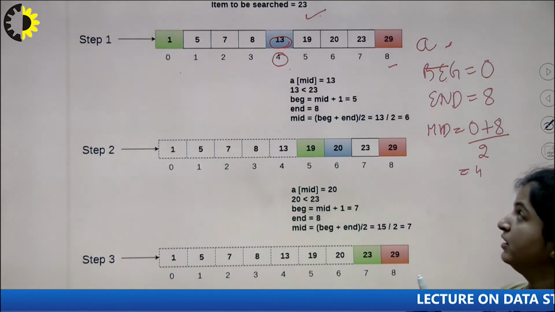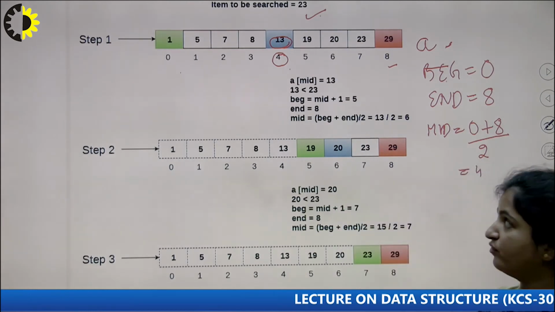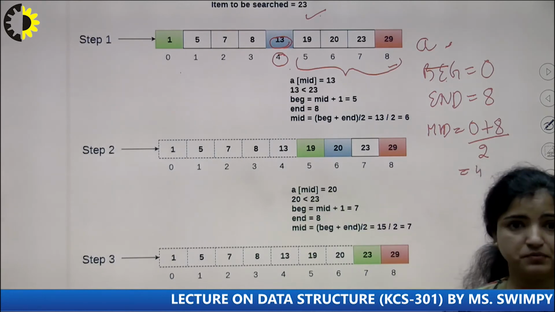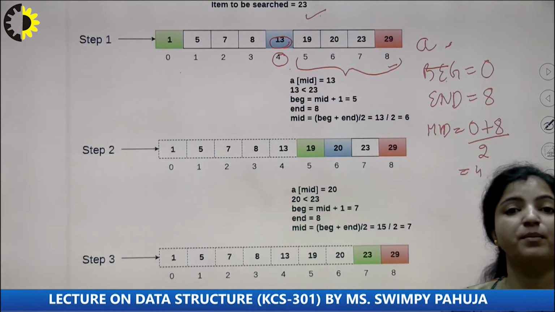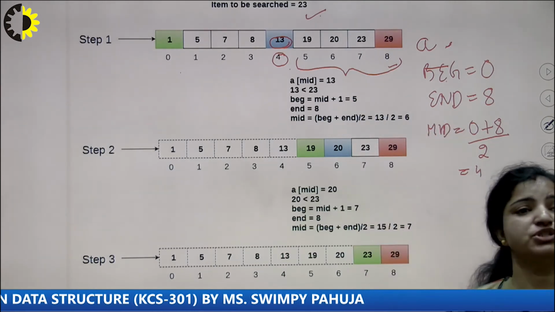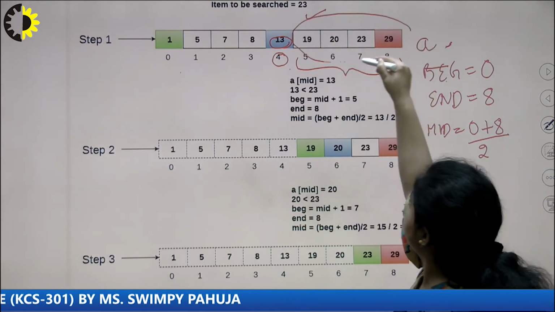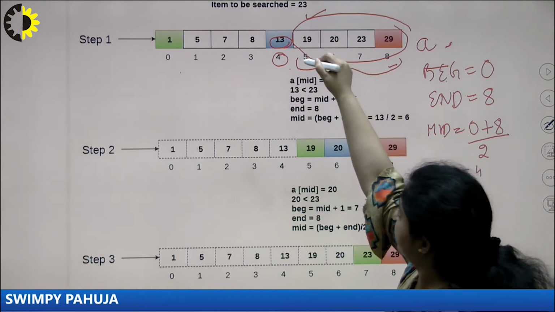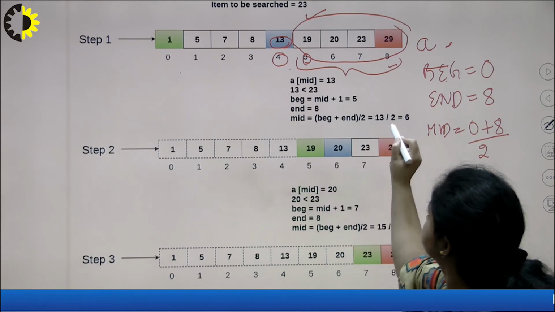Now obviously I know that 23 is greater as compared to this 13. So obviously the 23 should lie in this right half of the list only. So what I will do now, I have to update my array. I have to update the beginning as well as the ending positions of the array. So here now this is my new array on which I want to work. Fine. So on this array the beginning value is 5 now.